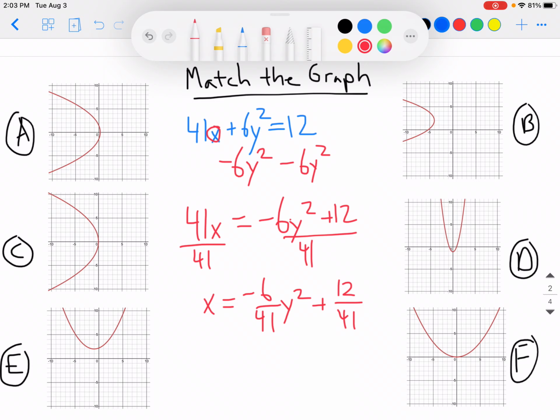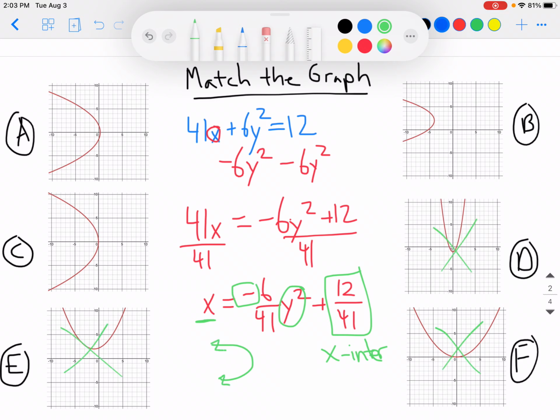So there is some information that we have. For example, we know that this is going to be our x-intercept. The other thing that's useful to know is that since it's a y-squared parabola, specifically a negative y-squared parabola, it's got to be going this general direction. And so as a result, F, D, and E cannot be possible answers.